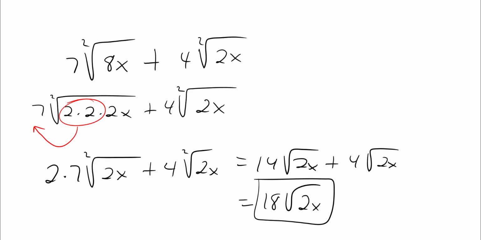So that's it, my friends. That's adding and subtracting. They have to be the same. Can't add them together if they're not the same. Can't subtract them if they're not the same. They have to be the same in order to combine those guys together.